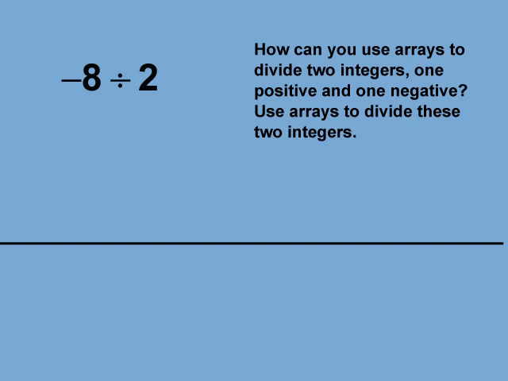How can you use arrays to divide 2 integers, one positive and one negative? Use arrays to divide these 2 integers, -8 divided by 2. We are looking to divide -8 by 2 using arrays. In the previous example, you saw that an array is an arrangement of squares that models the numbers being multiplied, and we can use the Cartesian plane to model the division.